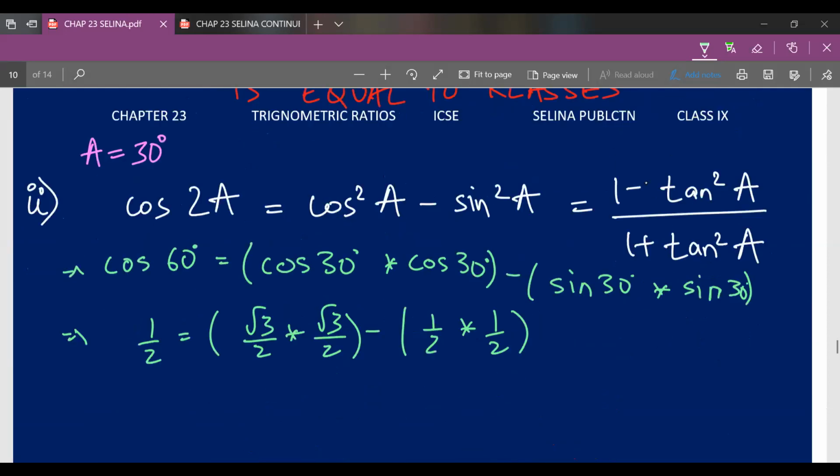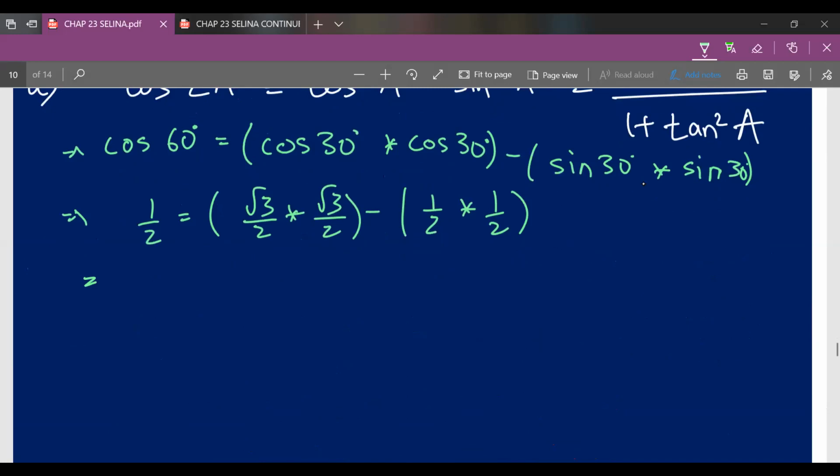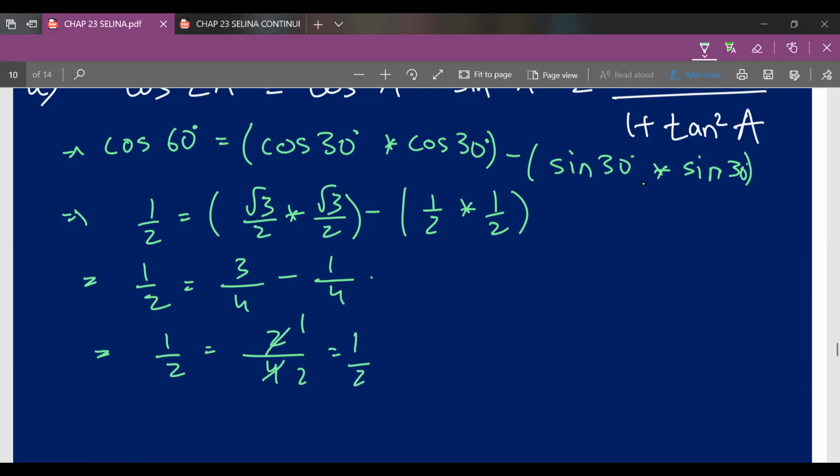Okay, so I'll come to the RHS later. Root 3 into root 3 will be 3 upon 2 into 2, which will be 4, minus 1 into 1, which will be 1 upon 2 into 2, which will be 4. So therefore our denominator is same, so no need to take the LCM. So I'll write the denominator as 4, and 3 minus 1 will be 2, so therefore 2 upon 4 will be 1 upon 2. So therefore LHS is equal to MHS. Now LHS is equal to MHS, both hand sides have been proved equal. Now we'll come to the third part.